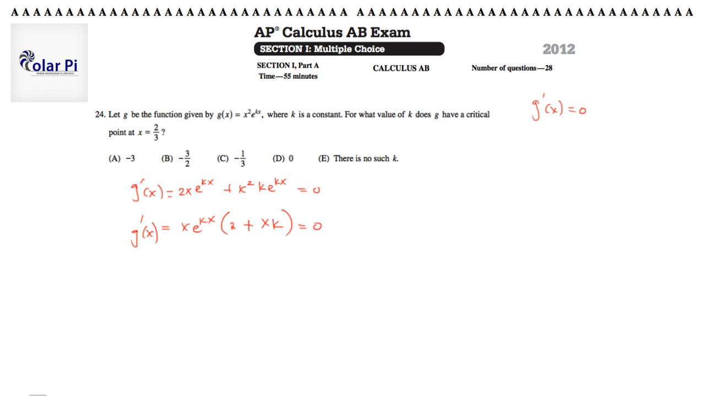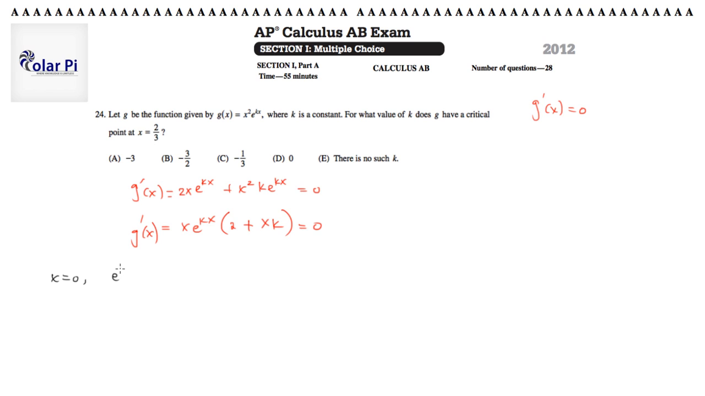But this thing will equal 0 if one of 3 items is equal to 0. If x equals 0, right? If x equals 0, then this will equal 0, which means everything here will equal 0. Okay, great, because this x is multiplying both this and that, right? So if x equals 0, we have a critical number, but that's never going to equal 2/3.